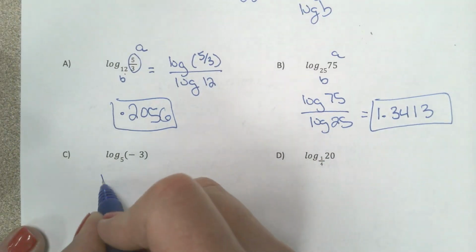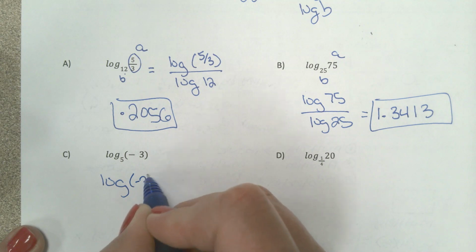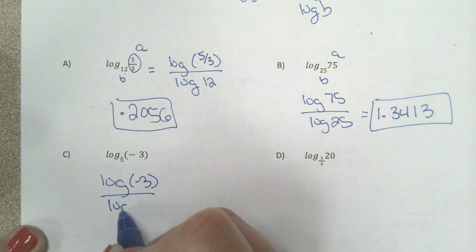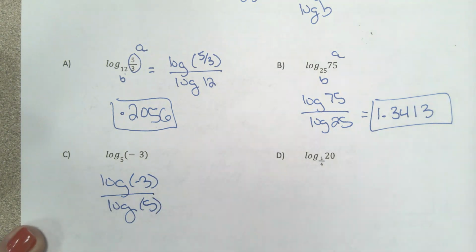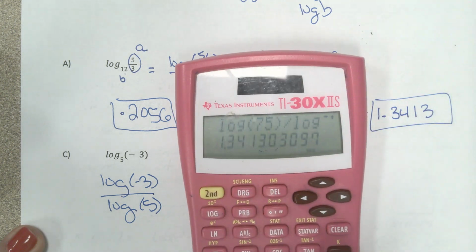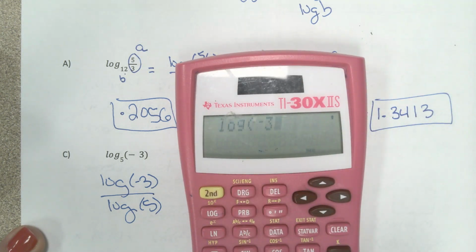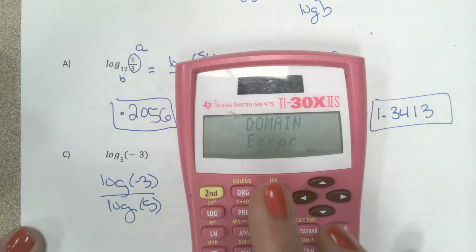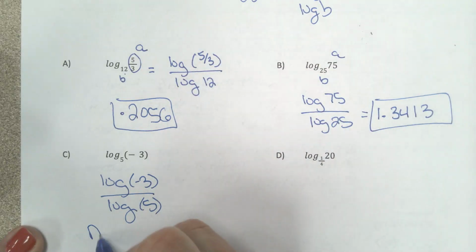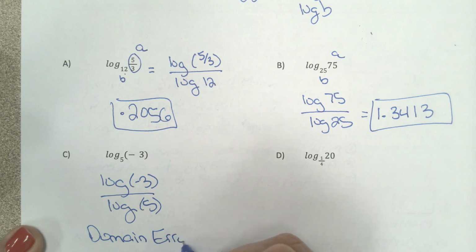On the next one, I have log of negative 3 divided by log of 5. Log negative 3 divided by log 5. And I get a domain error. Okay, so anytime you get a domain error, that is because this is no solution.